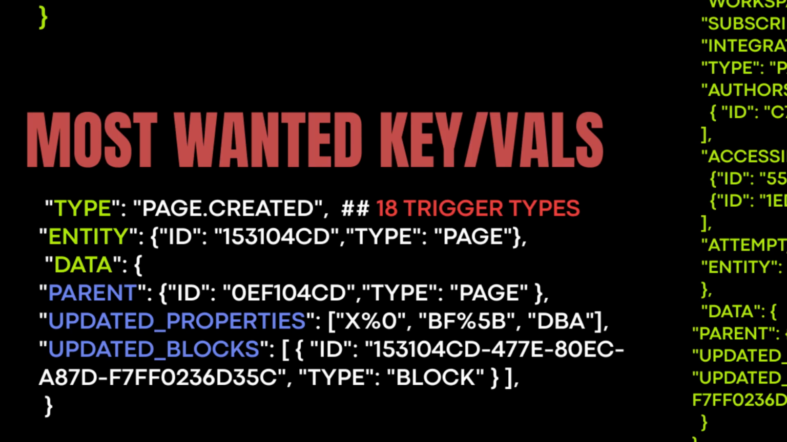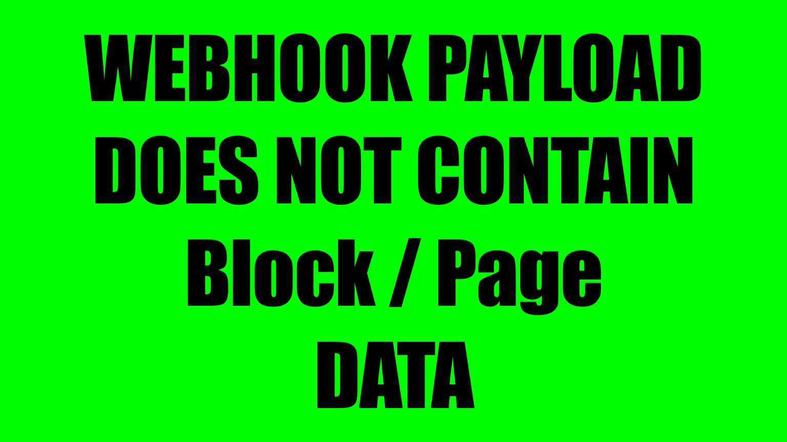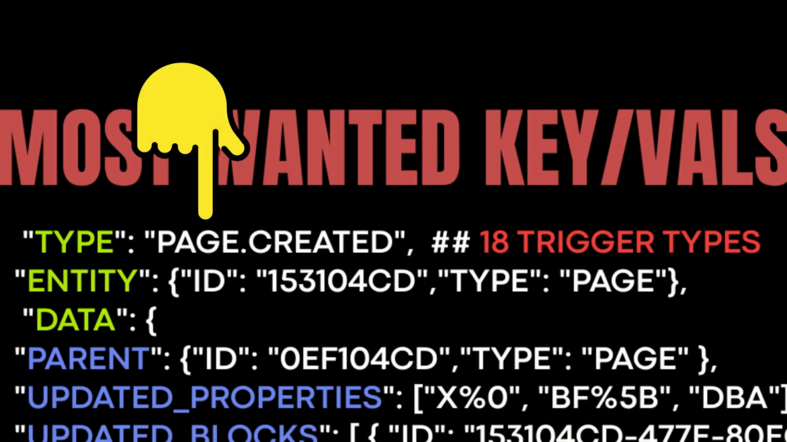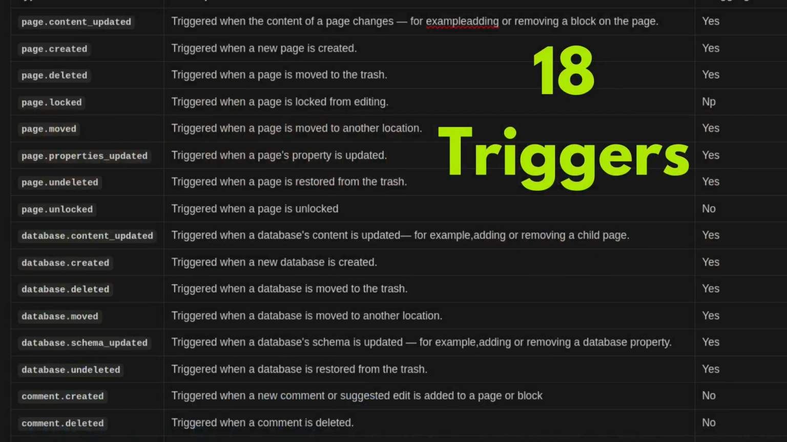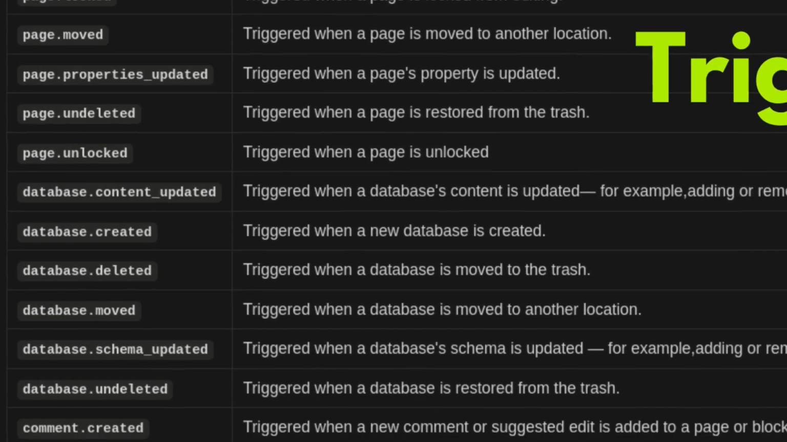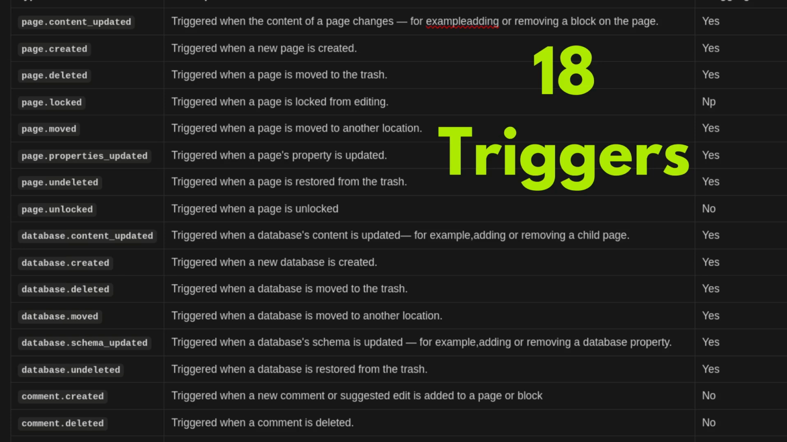As developers, we have to use the block IDs and property IDs to extract the content using the Notion API. The webhook payload does not contain the data inside the blocks or the properties. Inside the data payload, there is a type key, which contains the webhook trigger type. There are 18 triggers as of the time this video is made, and Notion is expecting to add more. We can see the triggers are all related to pages, databases, and comments. The webhooks documentation provides the details of individual triggers. Most of it is self-explanatory.